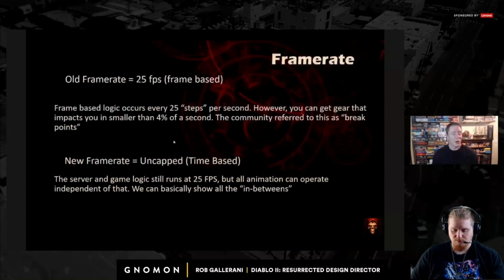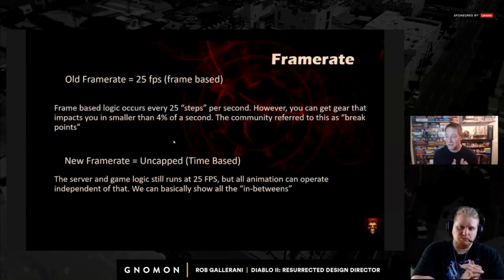I'm not, don't worry. So either way, the logic runs at 25 frames per second, which means that if you ever had a piece of gear that would impact your stats less than 4% of a second, you couldn't see it, right? Because the game is only going to show you every 25th of a second. And if you have something that says, hey, we're going to increase your attack rate by 2% of a second, you won't see it. And so what the community referred to as breakpoints, where it's like, hey, look, at a certain point, you need to have enough stats in something to hit that next frame for it to even matter, right? So whether or not that's good or bad, that's just how the old game was, and that's how the old game felt, and we have to keep the feeling there.